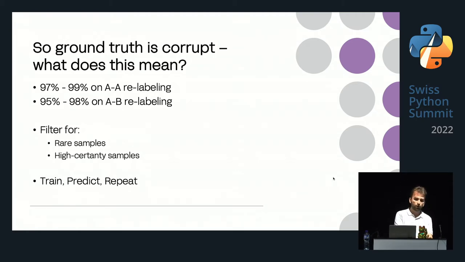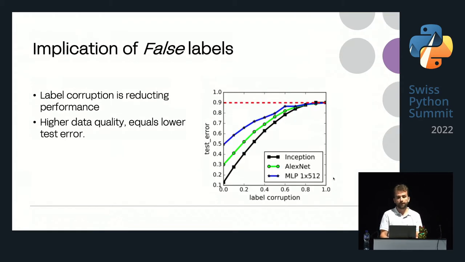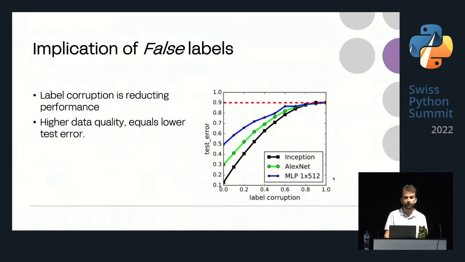And then start early, train, predict, repeat, and verify this. Try to grow your data set, but try to start early with model building. This is what I learned, because the implication of false labels is really, really bad.